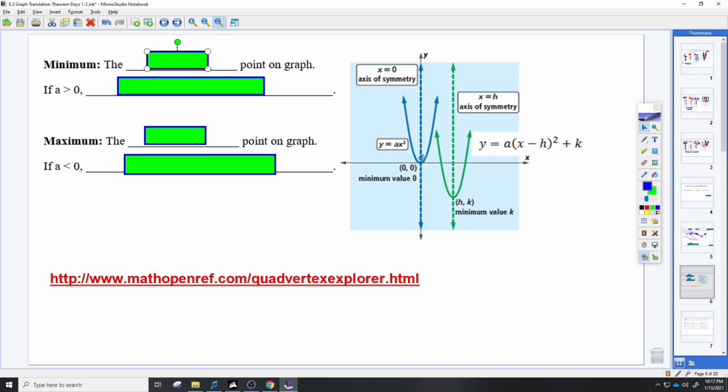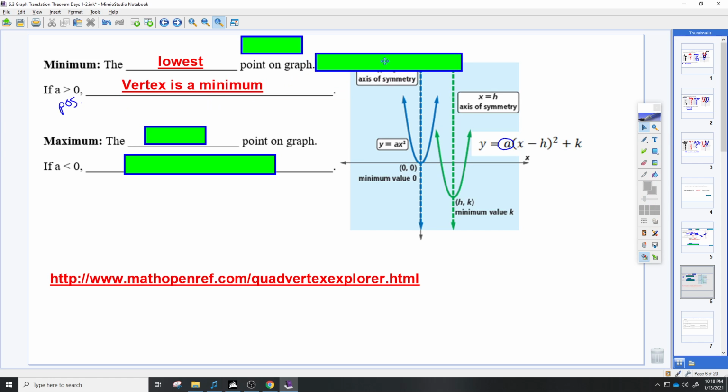So if you have this blue shape here, it's like that U shape, it has something called a minimum value, which means it never goes lower than this point right here. It keeps going lower, lower, lower, then it stops, turns around, and goes back up. So that's called a minimum. So that's the lowest point on the graph. This only happens if that A value out front here, which I'll put here, this A value, if that is bigger than 0, in other words, it's positive, then we say that the vertex is a minimum.